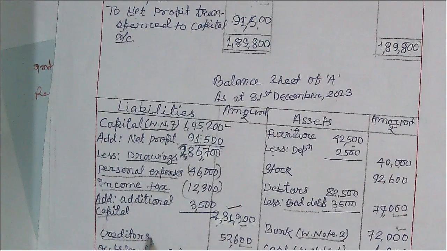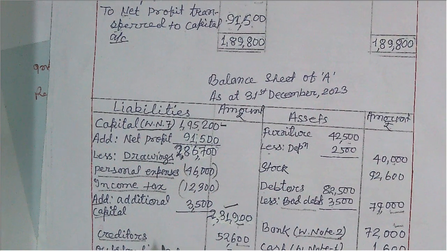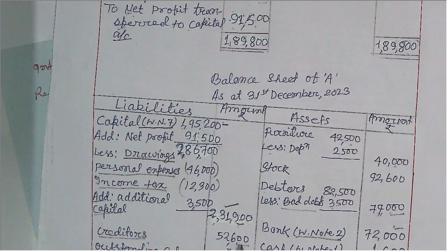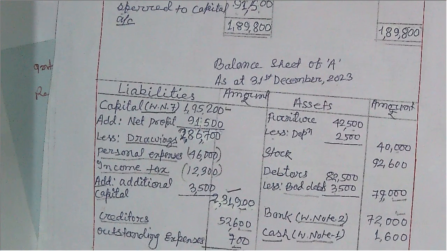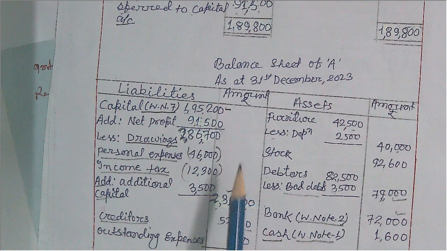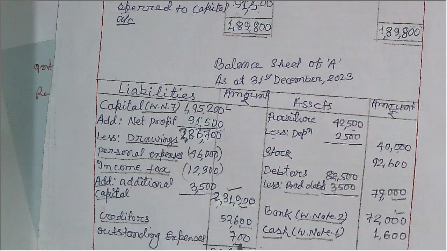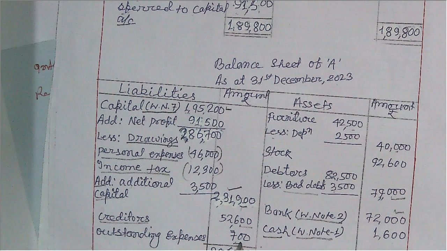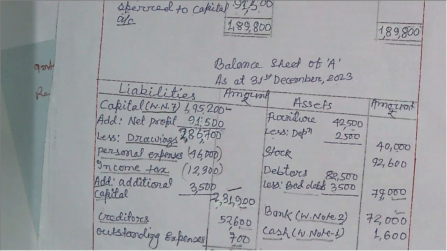Now creditors is the liabilities. It is given 52,600 closing balance, and outstanding expenses 700. Since this is an adjustment, we have to show that twice. One in the trading profit and loss account, another in the balance sheet liability side. So this 700 will appear twice.